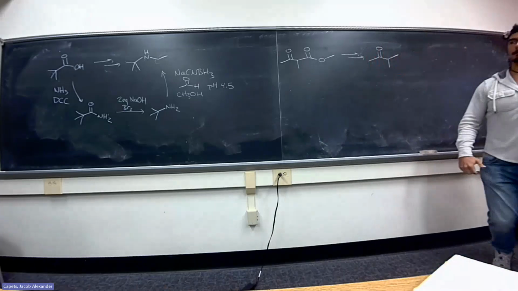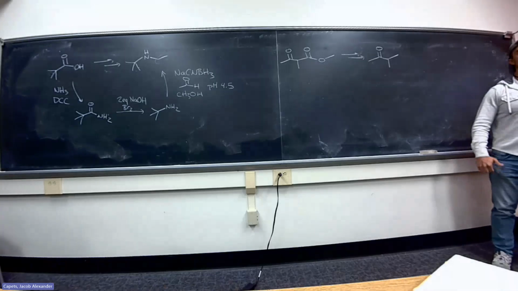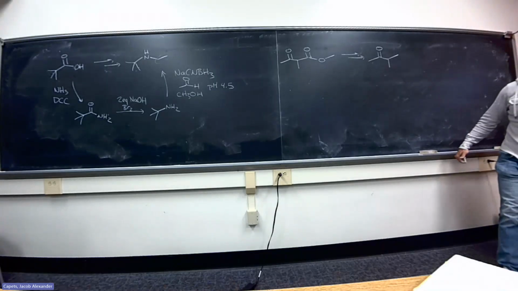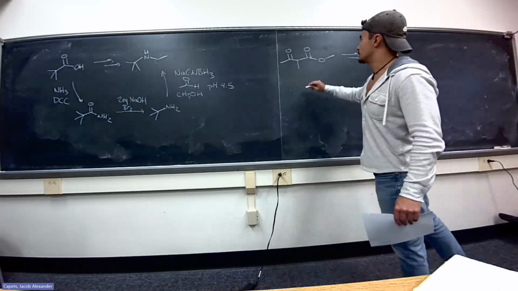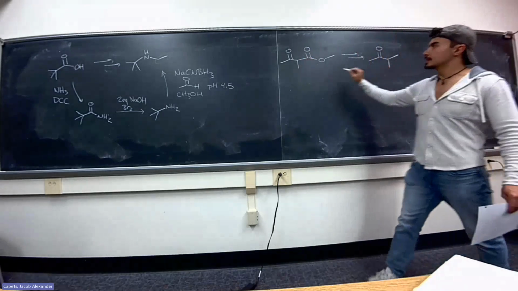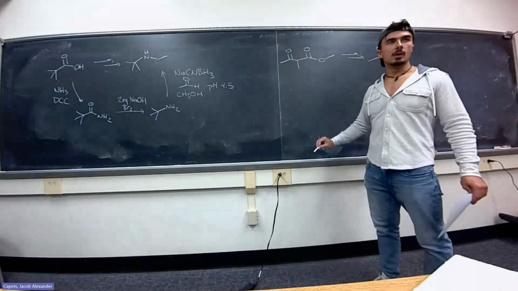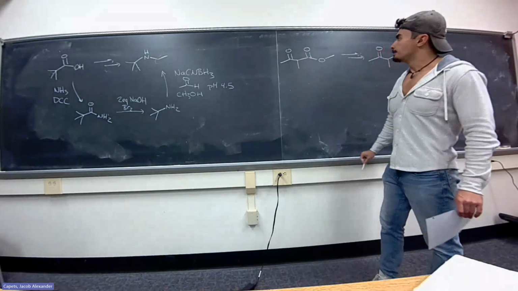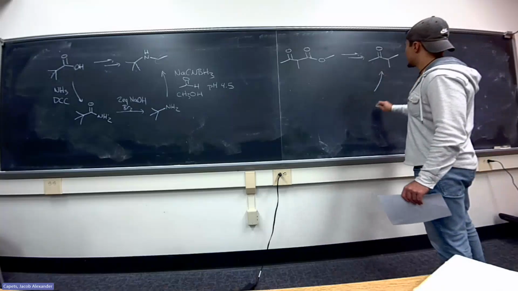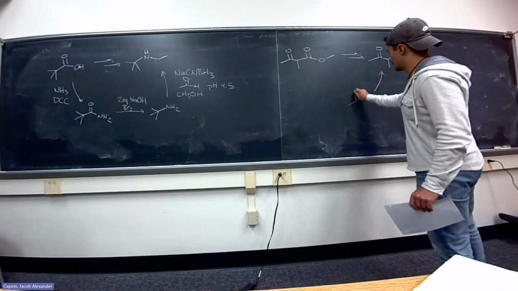Okay, we want to go from this ketoester to this ketone. Notice that we have a carbon here that we don't necessarily have there. I see. Working backwards, we're going to do a decarboxylation.